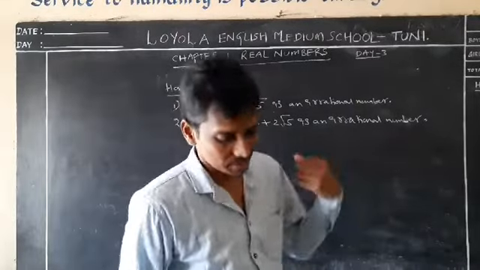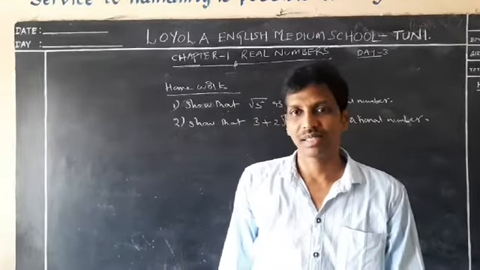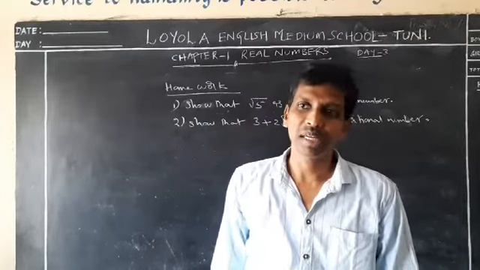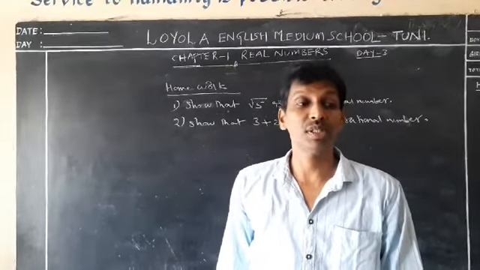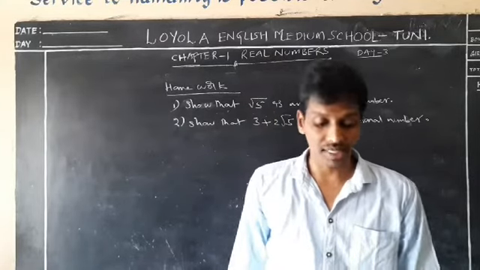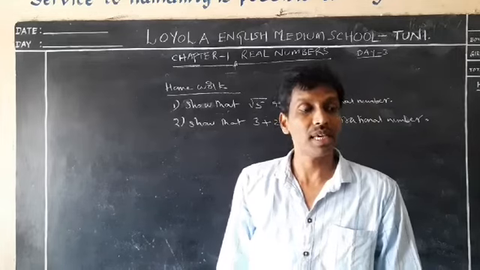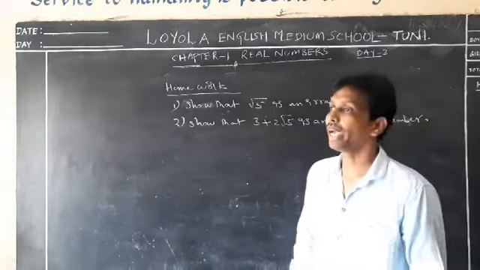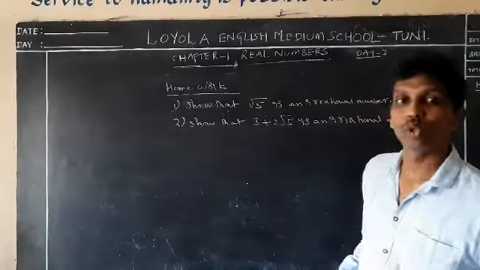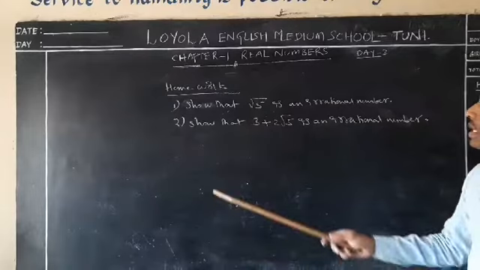Okay, my dear students, today we have discussed theorem 1.6. And based on theorem 1.6, we proved two questions. The first one is show that root 7 is an irrational number, and the second one is root 3 minus root 5 is an irrational number. So based on these two sums, I gave two problems as homework. So please note down today's homework.